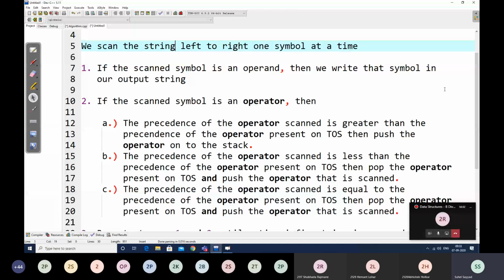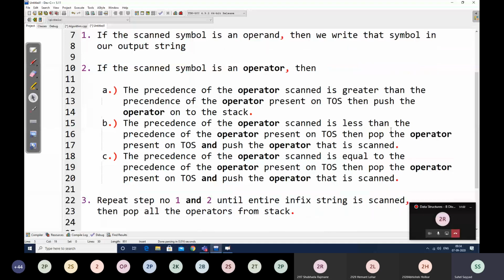So if you scan A or B or C or D, like these things, you are going to write that symbol in our output string directly, same as that of infix to postfix notation. Okay. Next, if the scanned symbol is an operator, then we had three cases. Same three cases will be there here also in infix to prefix.